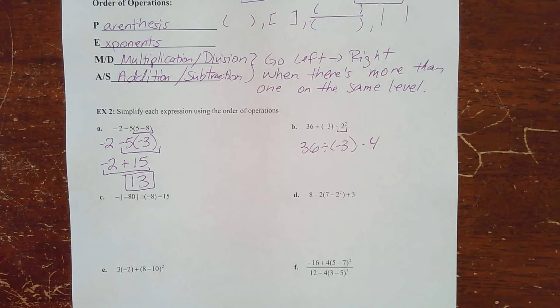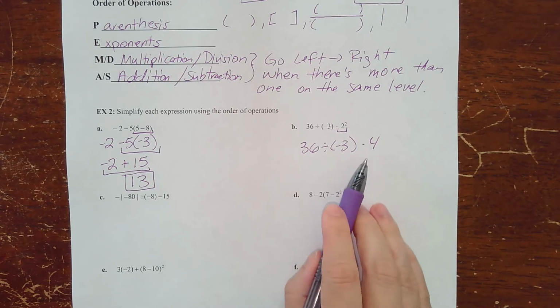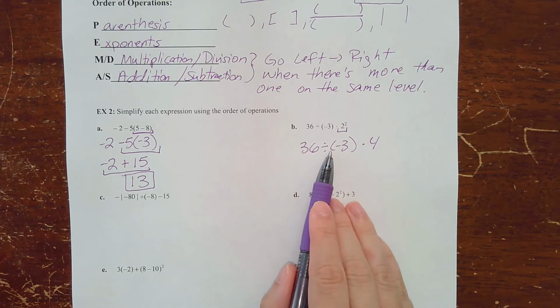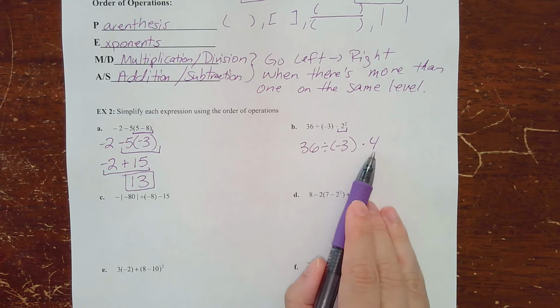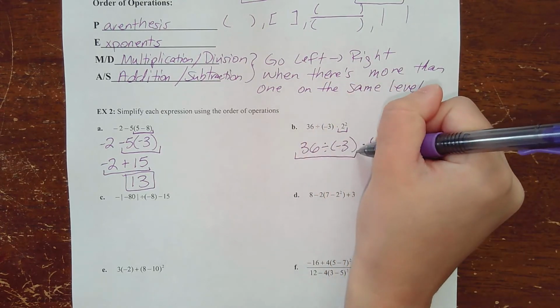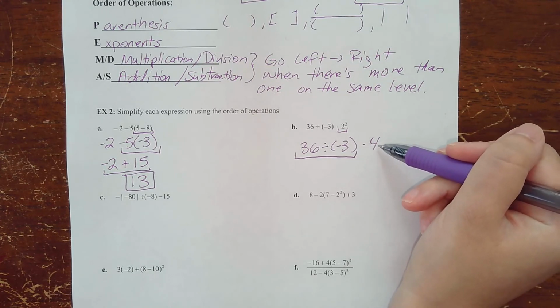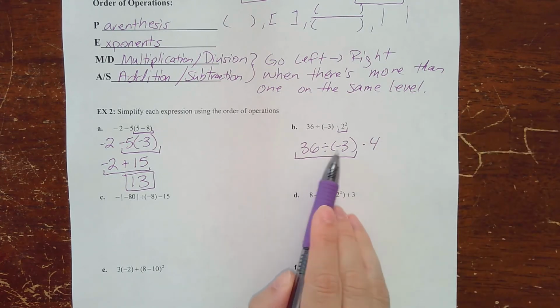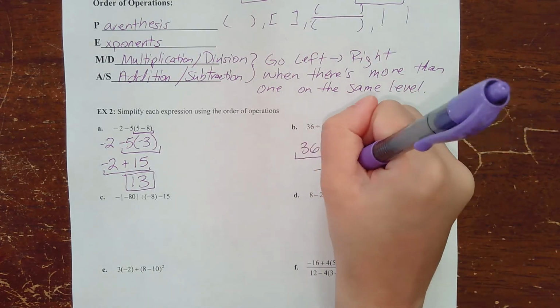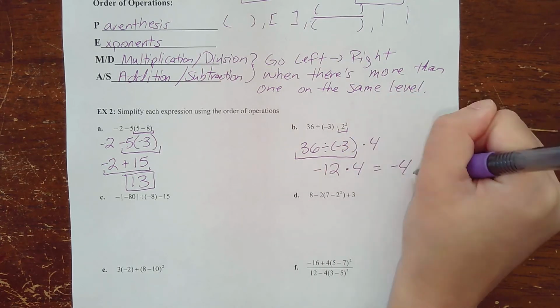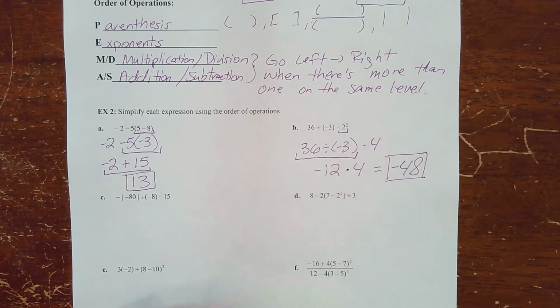Then I need to do my multiplication and division. And when there's more than one, because we have a multiplication and a division, which do you do first? We're supposed to go left to right. So we're actually going to do the division first, and then take that answer and multiply it by 4, which will give you a different answer than if you did the multiplication first. 36 divided by -3 would be -12. Then we're going to do -12 times 4, which would give you -48. And we're done. Okay. Let's try another one.